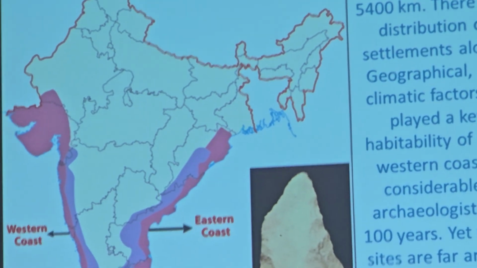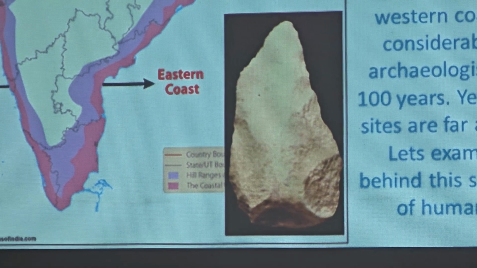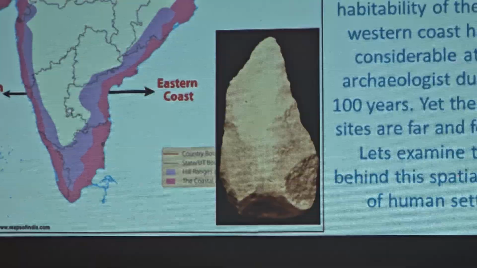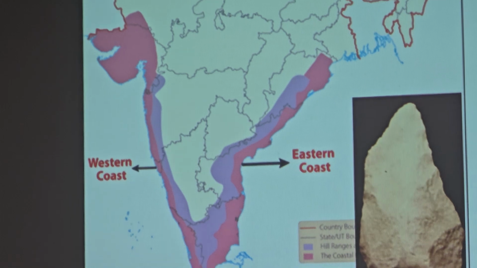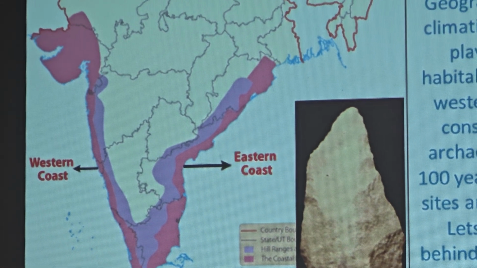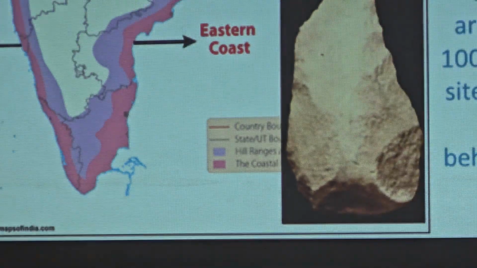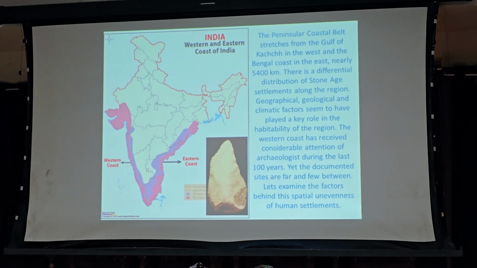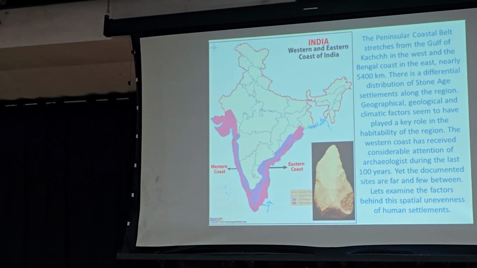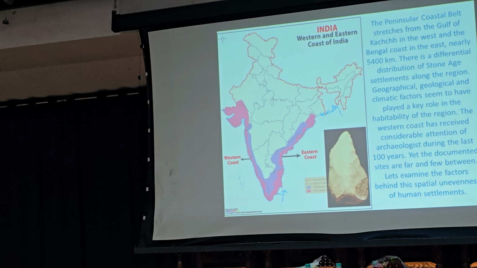So as you can see here, the peninsular coast is very, very long, 5,400 and odd kilometers. If you include the coastline of the Andaman islands and so on, it will increase to more than 7,000 kilometers. But this continuous coastline, west coast and east coast, is nearly 5,400 kilometers. And there is a differential distribution of early Stone Age settlements from Kutch to Kanyakumari, that is our focus today. We see that the evidence for human settlements in some parts of the west coast is very, very old, and in a major part of the west coast is much younger. Why is this differential, and what were the factors governing this differential distribution of early Stone Age settlements along the west coast?